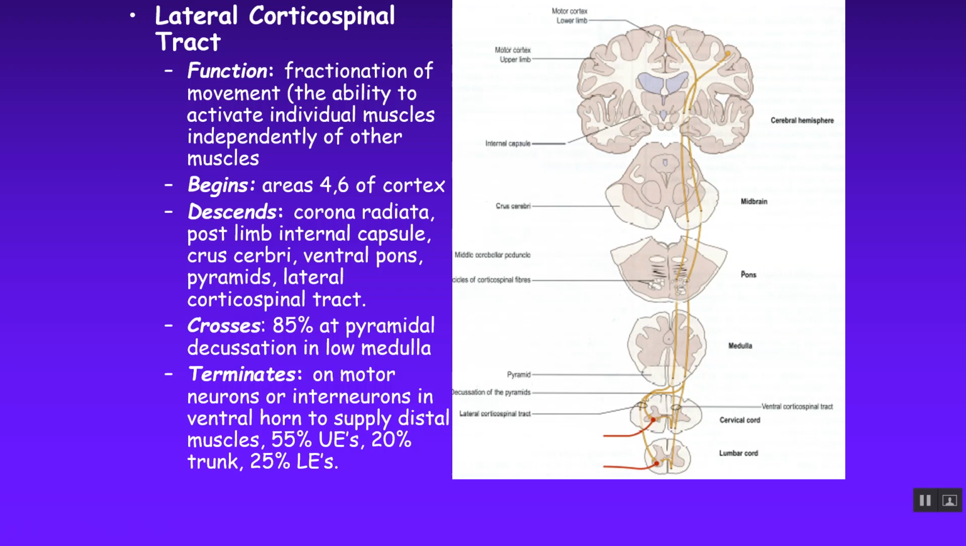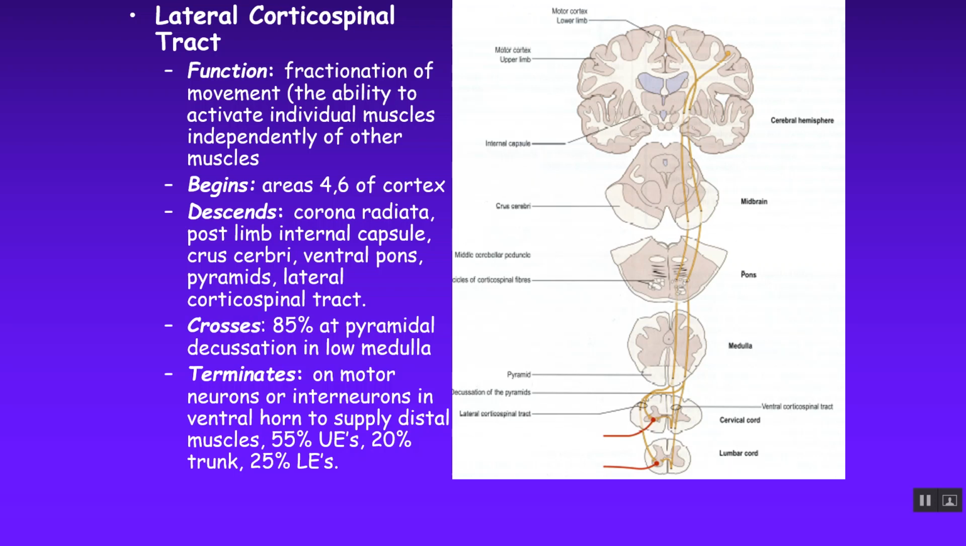All right, lateral corticospinal tract. The primary function of the lateral corticospinal tract is fractionation of movement, the ability to activate individual muscles independently of other muscles. It mostly supplies the upper extremities. We'll show you in a second what percentage of the fibers go to different regions. It begins in areas 4 and 6, the primary motor and supplementary and premotor areas of the cerebral cortex, same as the medial corticospinal tract.